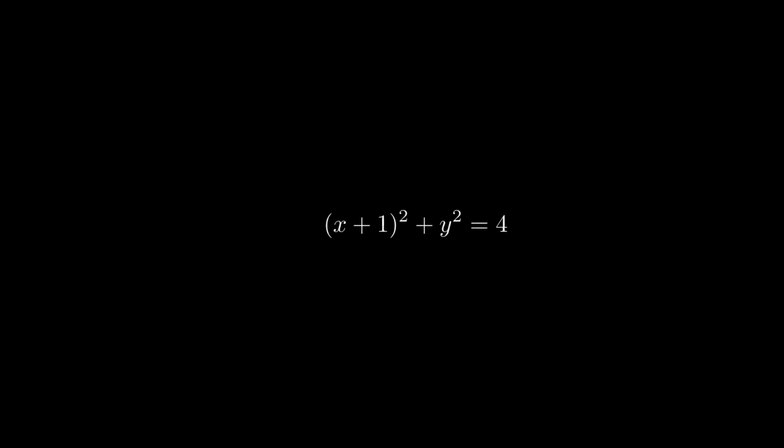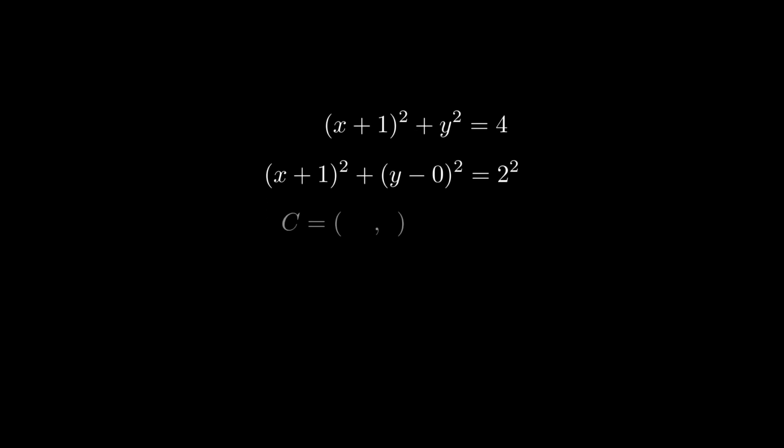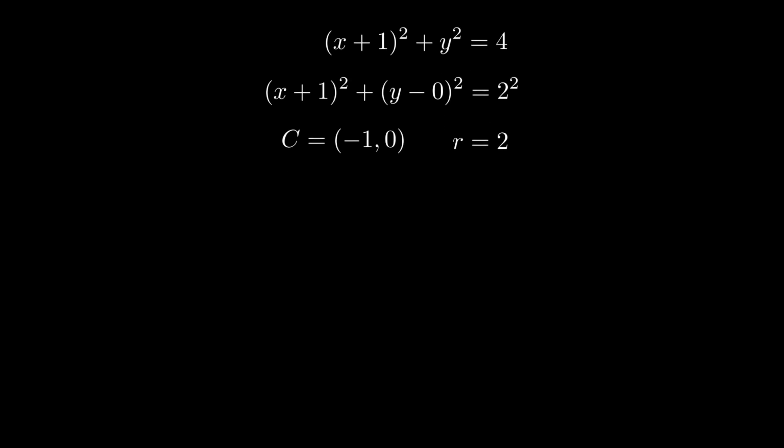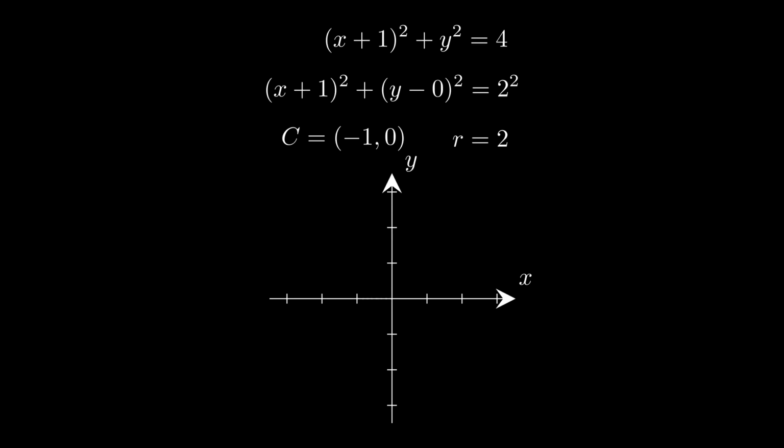We will now move on to slightly more complex forms where the center is not in the origin. In this equation, we can rewrite y squared as y minus 0 the whole squared and 4 equals 2 squared. The next step is to plot the center, which is -1, 0. Make sure to choose an opposite sign. Then, draw a radius line 2 units from the center and proceed to draw a circle. It's that easy.